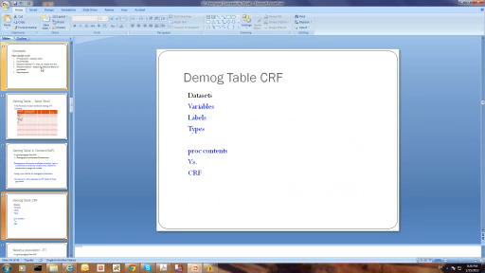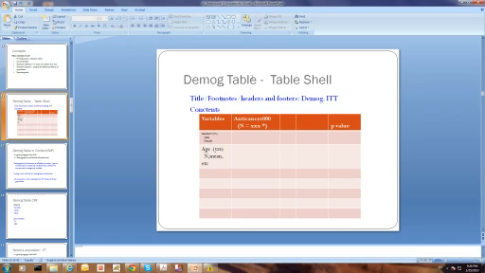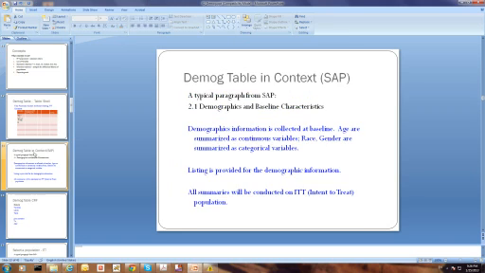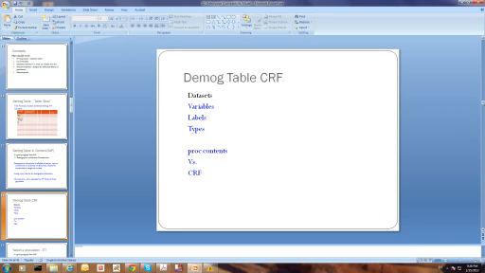So by looking at the table shell, we know that this table is for ITT. What does it mean by ITT? And what does it mean by baseline? And how can we derive the baseline? So think about these questions and take a break, and we will talk about these basic concepts.